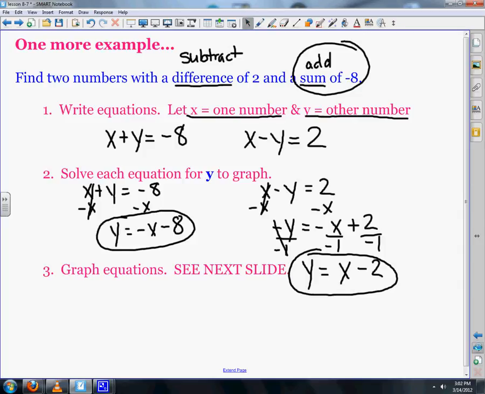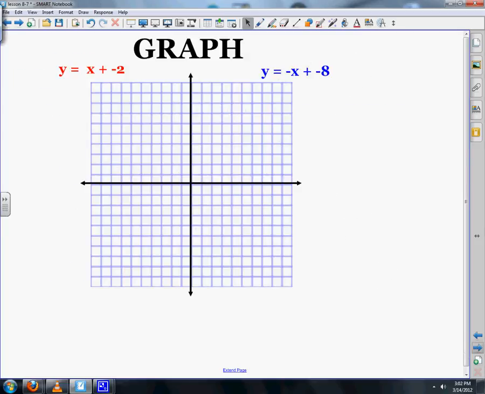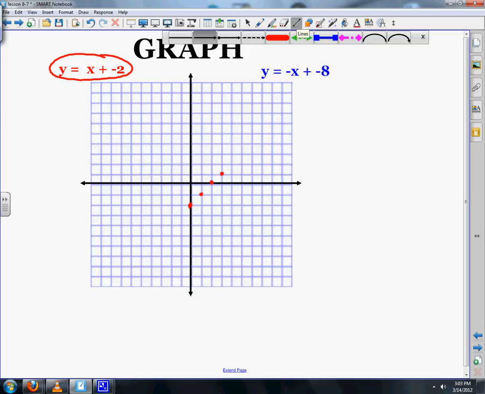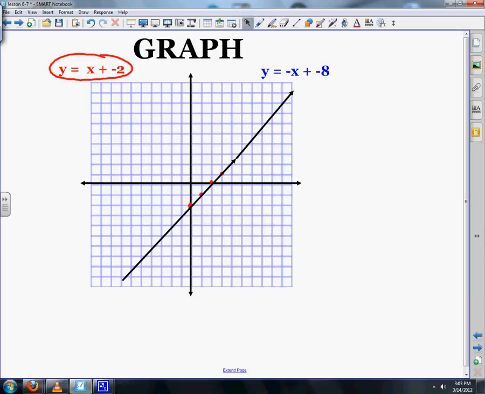So let's go to the next screen and see what we're going to graph. So we have y equals x plus -2 and y equals -x plus -8. So we start with the y-intercept. We're going to graph the red equation first. The y-intercept is -2 and the slope is 1. So we go up 1, run 1, up 1, run 1, up 1, run 1. And we can connect that together with a line. Oops, I didn't mean to get two arrows in there.